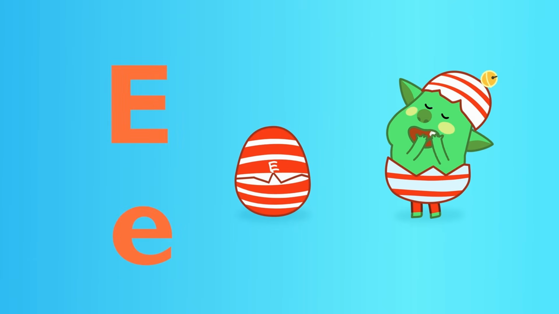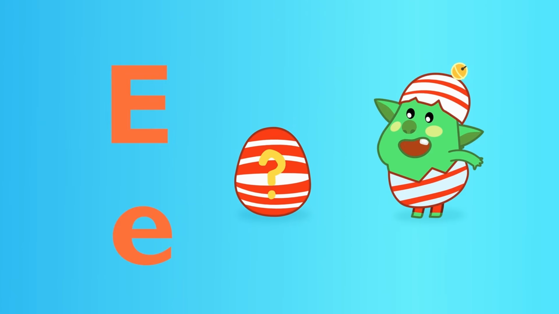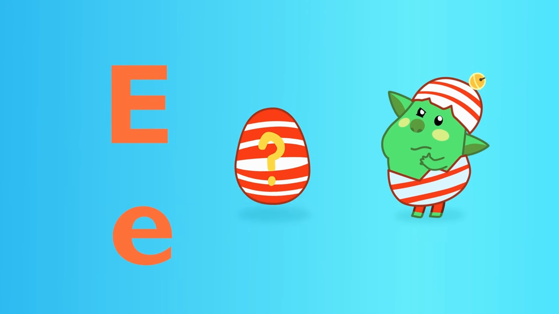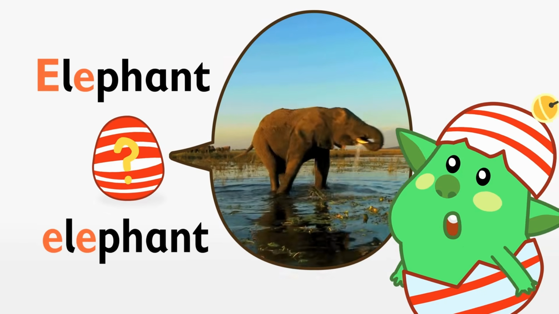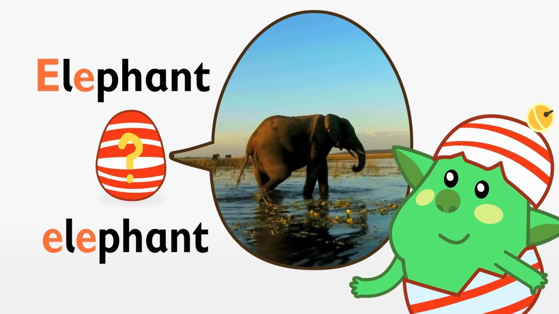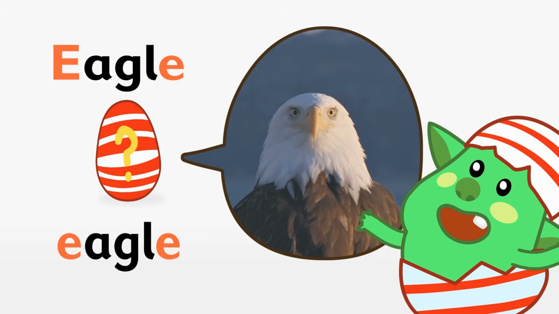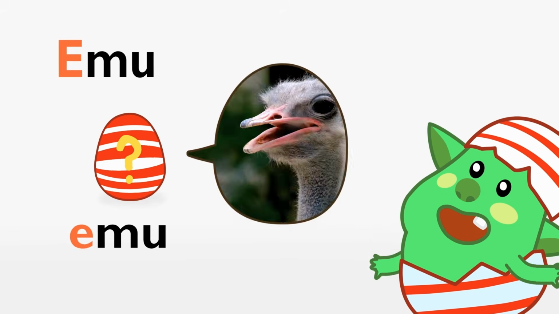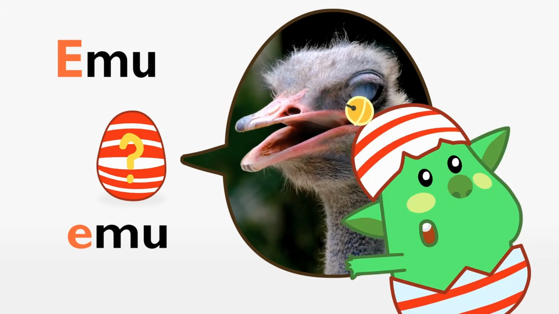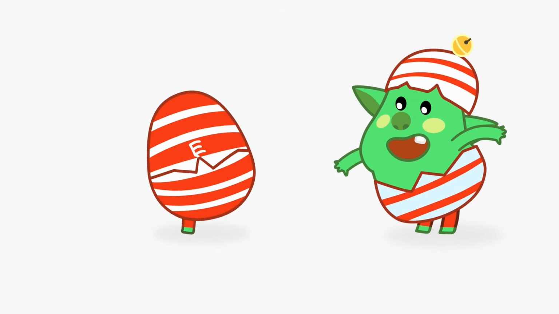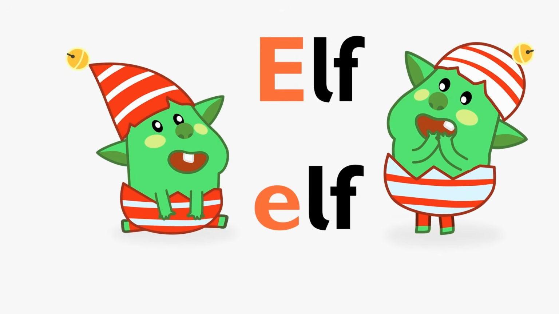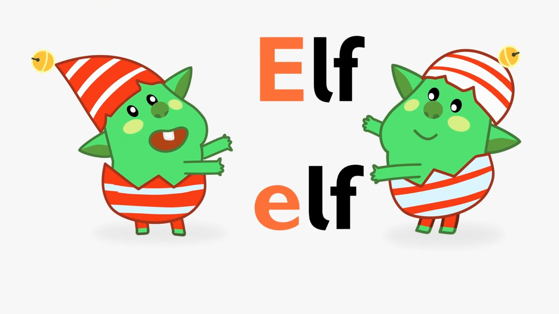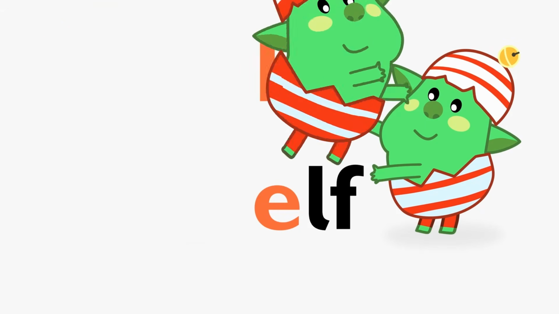Well done. Beggy E is hatching. What can it be? Starting with an E. E like elephant, enormous. E like eagle, elegant. E like emu, why not? Wait! It's an L! E for L! Hooray!